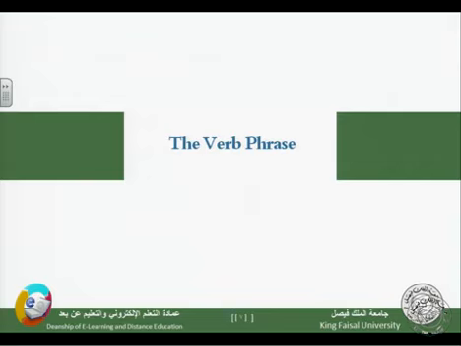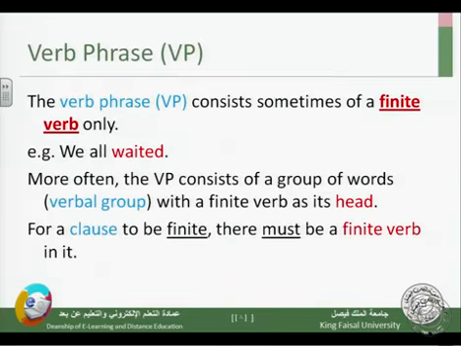So let's see some information about verb phrases. We will start with telling you what a verb phrase consists of. So a verb phrase, or VP, consists of a finite verb only. So sometimes it has a finite verb only, one finite verb. So, for example, we all waited. Waited is the verb here, and it is finite. Okay, and we will tell you what is the meaning of finite in a minute.